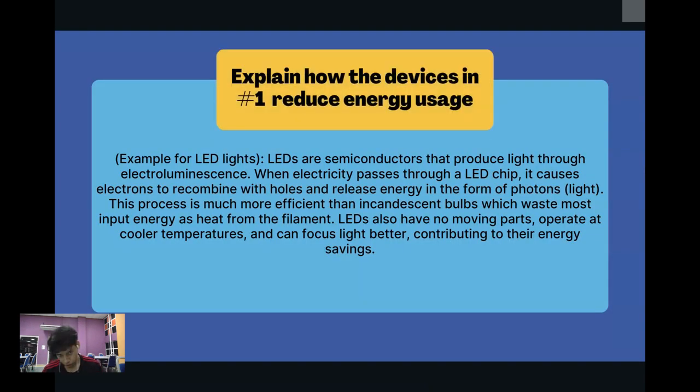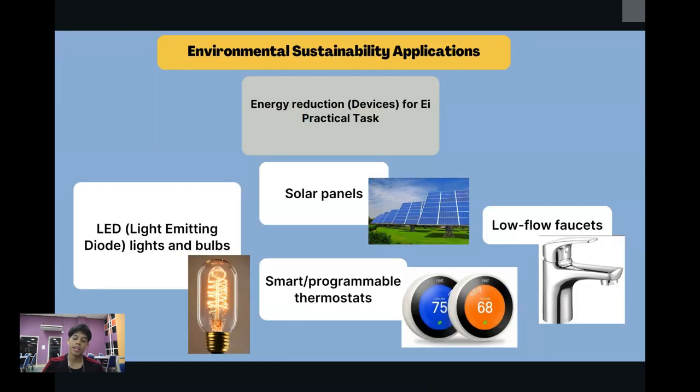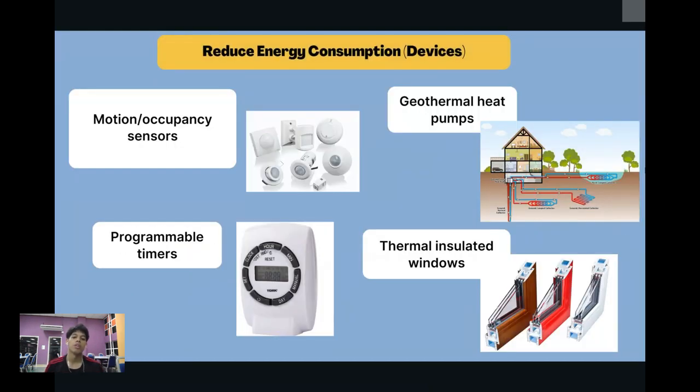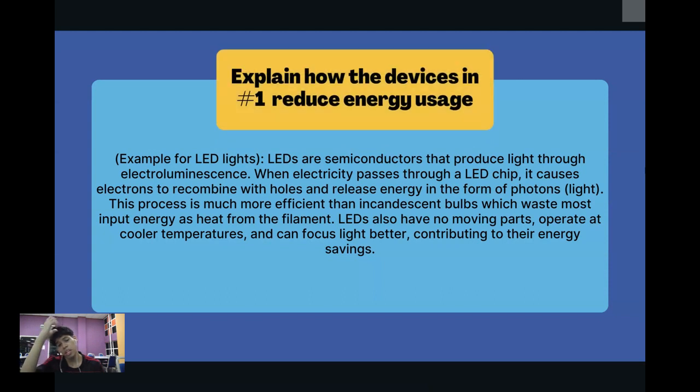Third, it asks us to explain how the devices in the first objective reduce energy usage. So technically, I put here LED, and the objective asked me to explain about the LED. LEDs are semiconductors that produce light through electroluminescence. When electricity passes through a LED chip, it causes electrons to recombine with holes and release energy in the form of photons. This process is much more efficient than incandescent bulbs, which waste most input energy as heat from the filament.